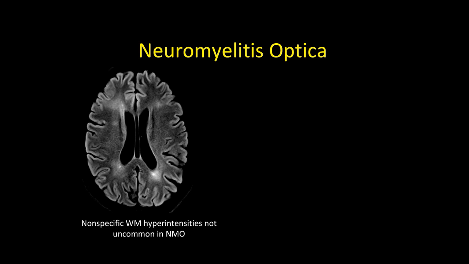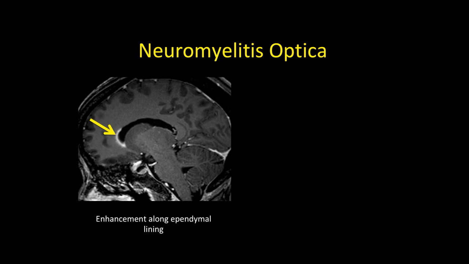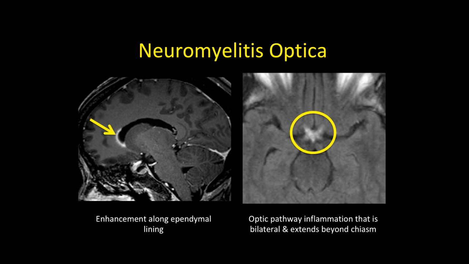Neuromyelitis optica, used to be called Devic's disease, is another type of demyelinating disease, and nonspecific white matter hyperintensities are not that uncommon in NMO. These patients usually have a wide, thin lesion of the ependymal lining of the ventricle. That lesion lining the ependyma can show enhancement. And also in neuromyelitis optica, when there's optic nerve involvement, the involvement tends to be bilateral or post-chiasmal.